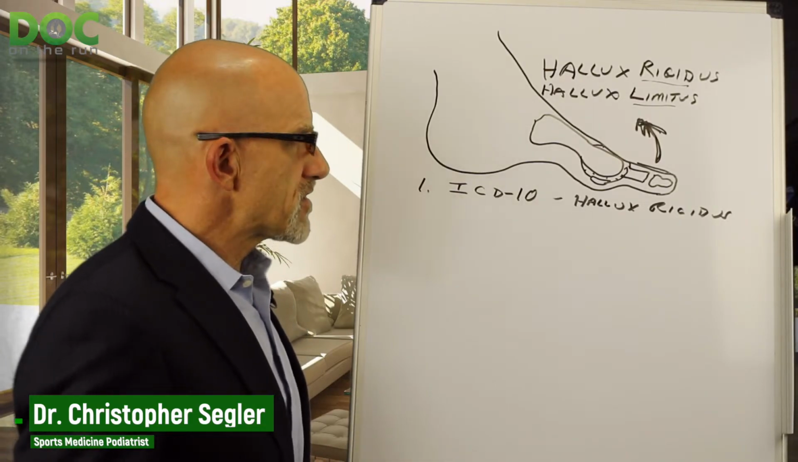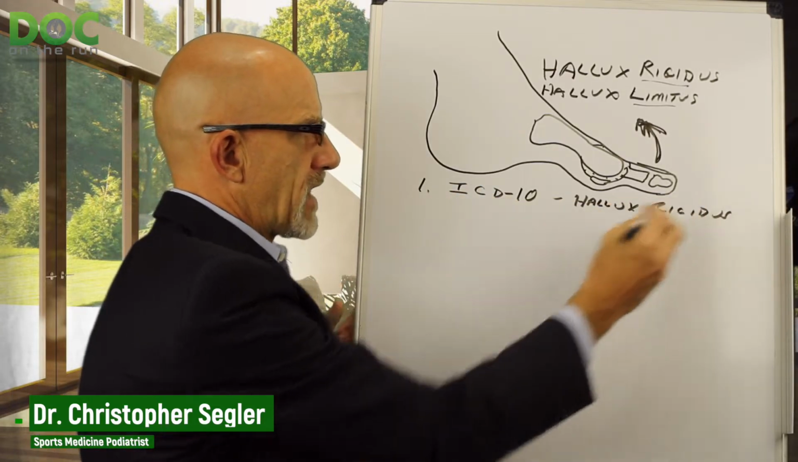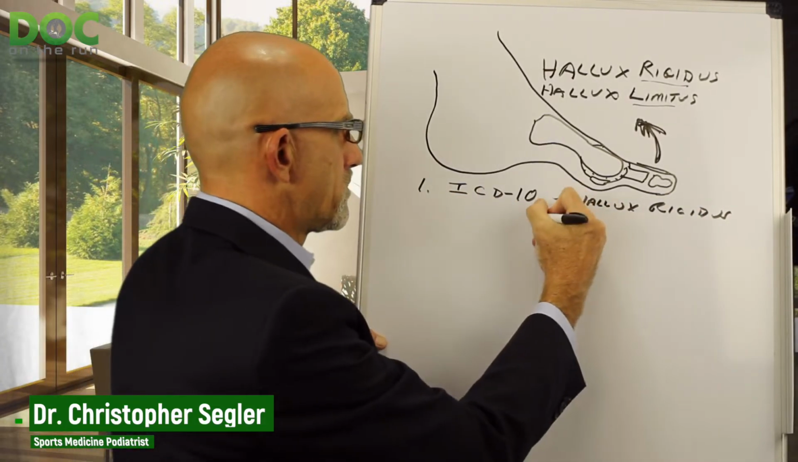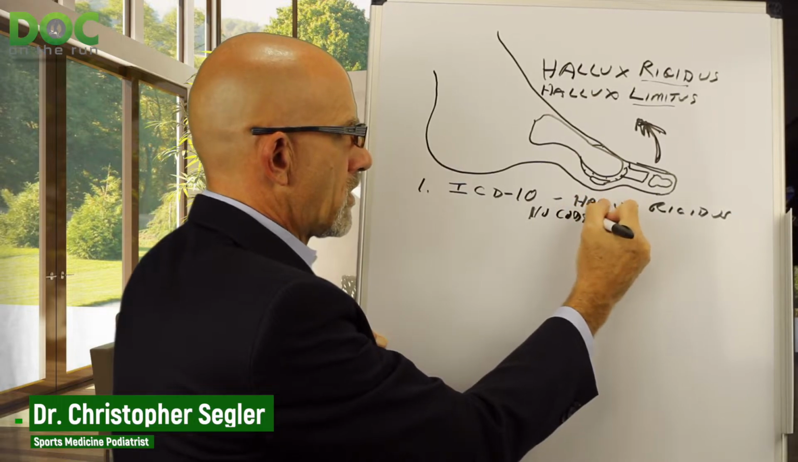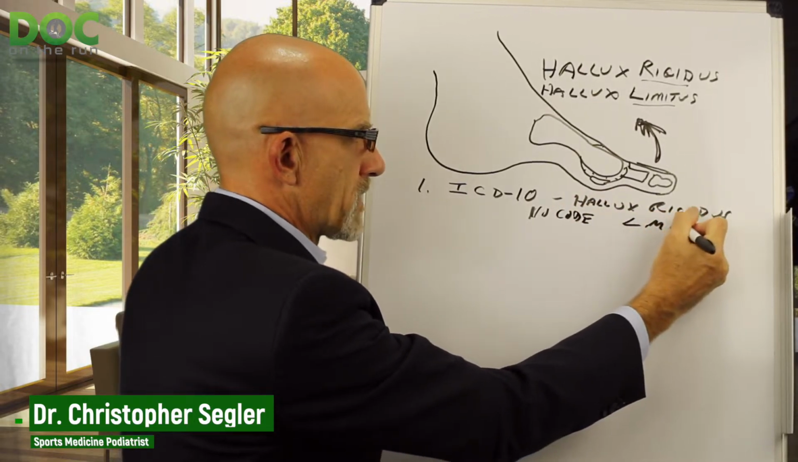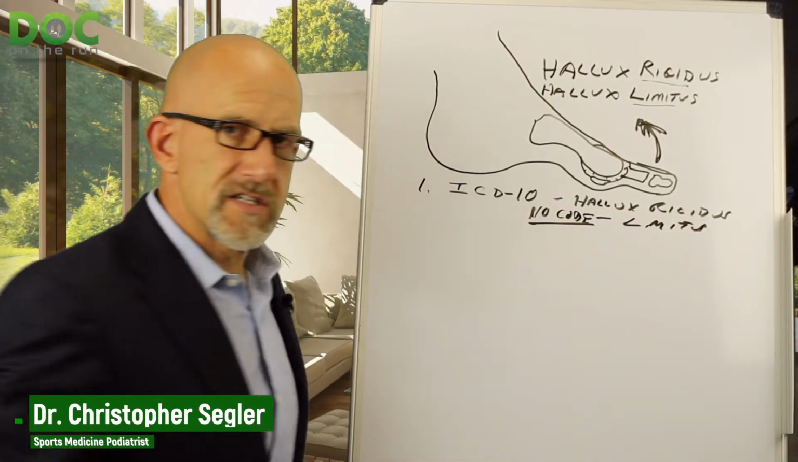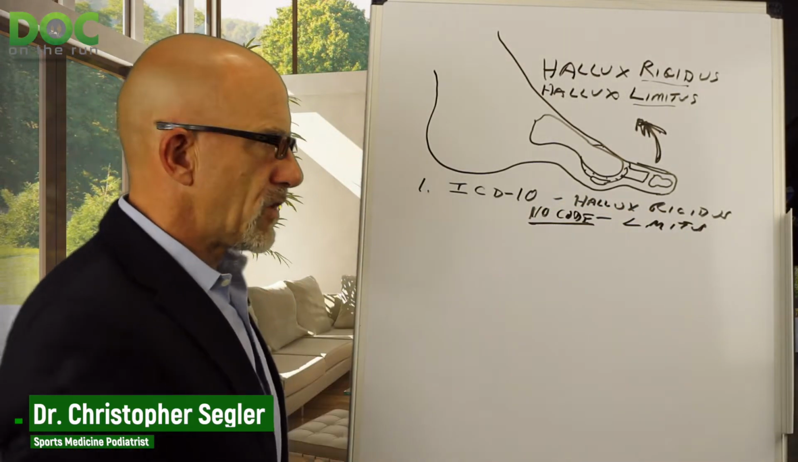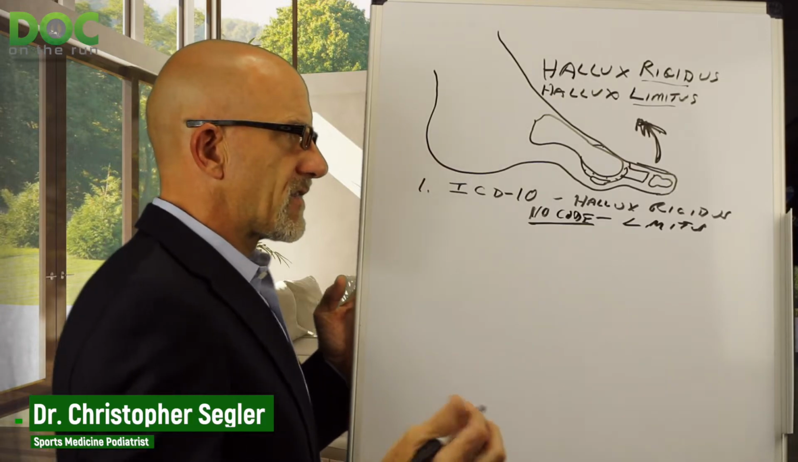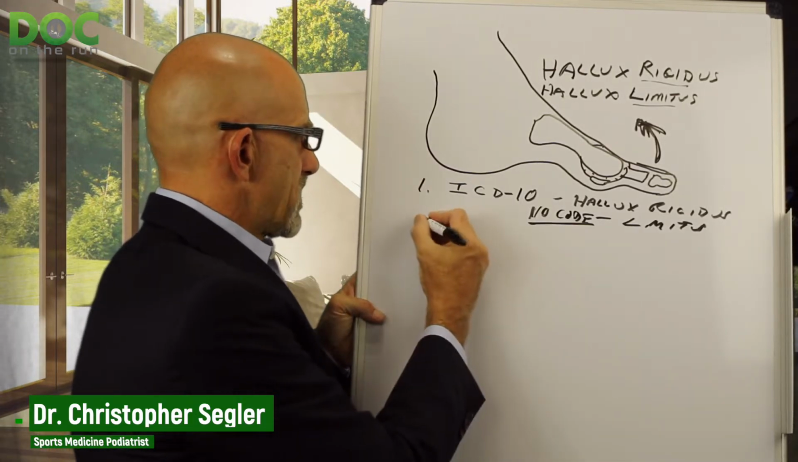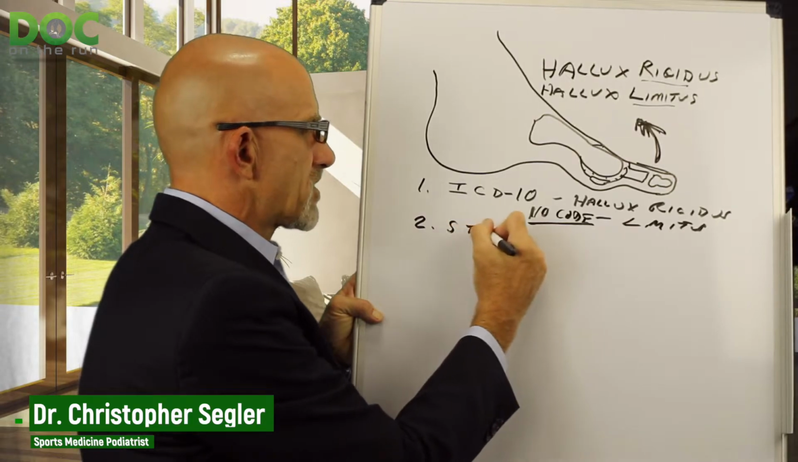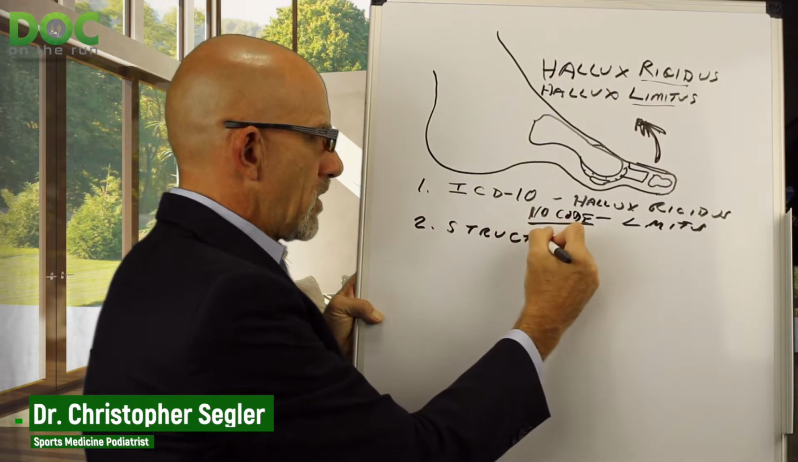So the first thing is that, number one, there's a code for Hallux Rigidus, no code for Limitus. And so, since there's no code for that, you're never going to see your doctor actually send an invoice that has a diagnosis of that. Now, the second thing is whether it's structural or functional. And what do I mean by that?